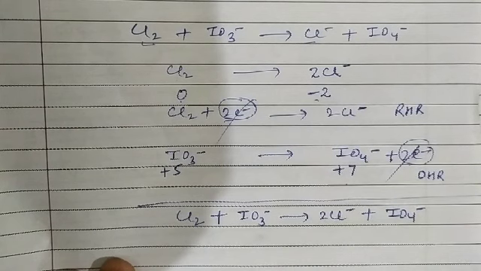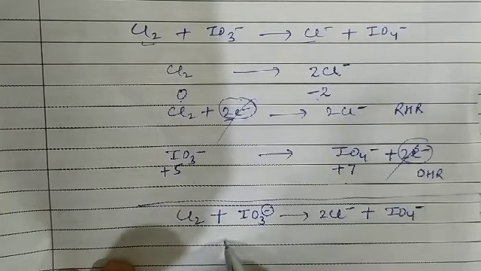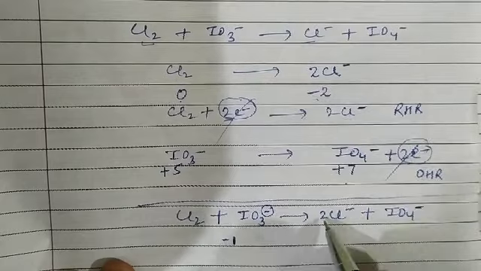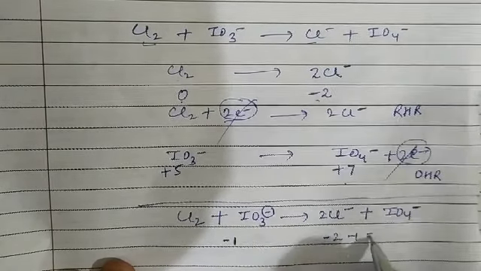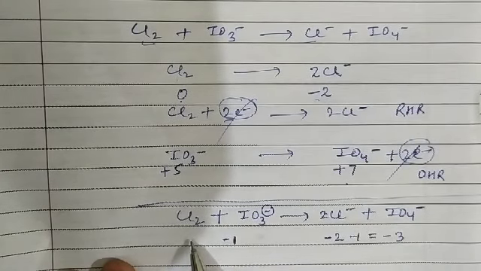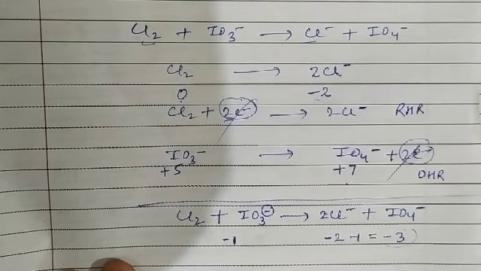Now the next step is balancing of charge. Charge is balanced by using OH negative. We see there is -1 charge on the left hand side. See the charge on the right hand side: 2 Cl minus gives -2, and -1, so it is equal to -3. So on the left hand side there is -1 charge, while on the right hand side there is -3 charge. So balance the charge by using OH minus.